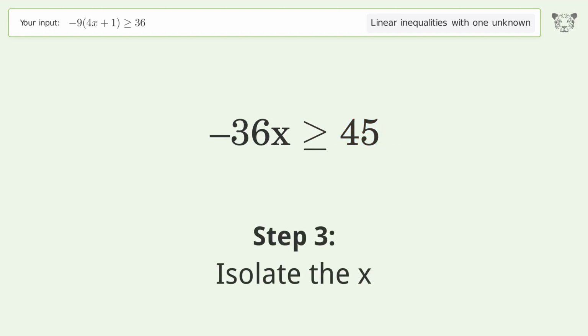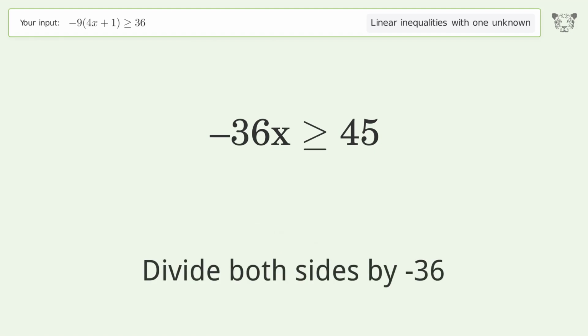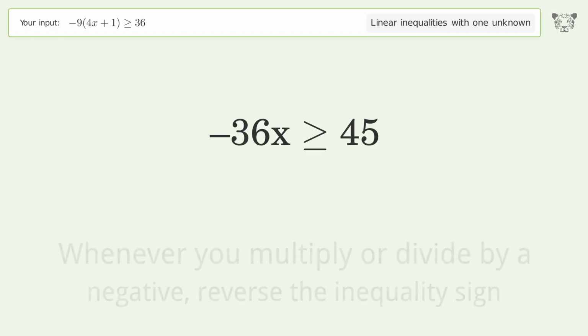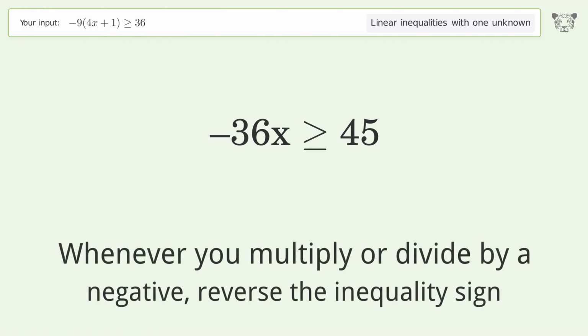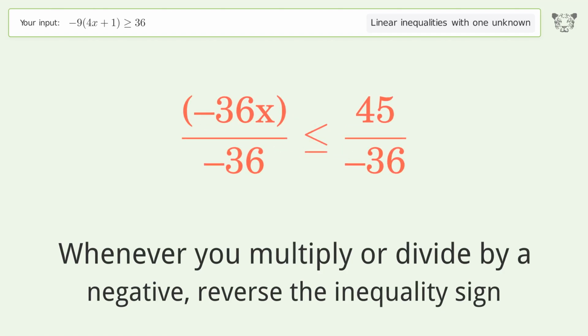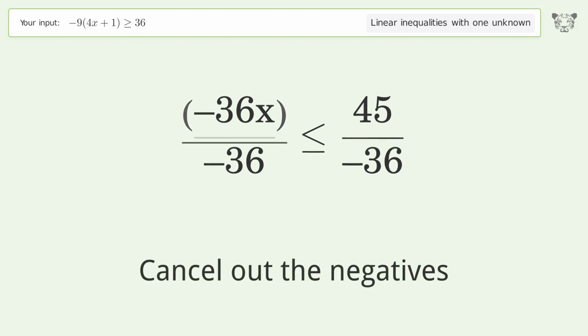Isolate the x. Divide both sides by -36. Whenever you multiply or divide by a negative, reverse the inequality sign. Cancel out the negatives.